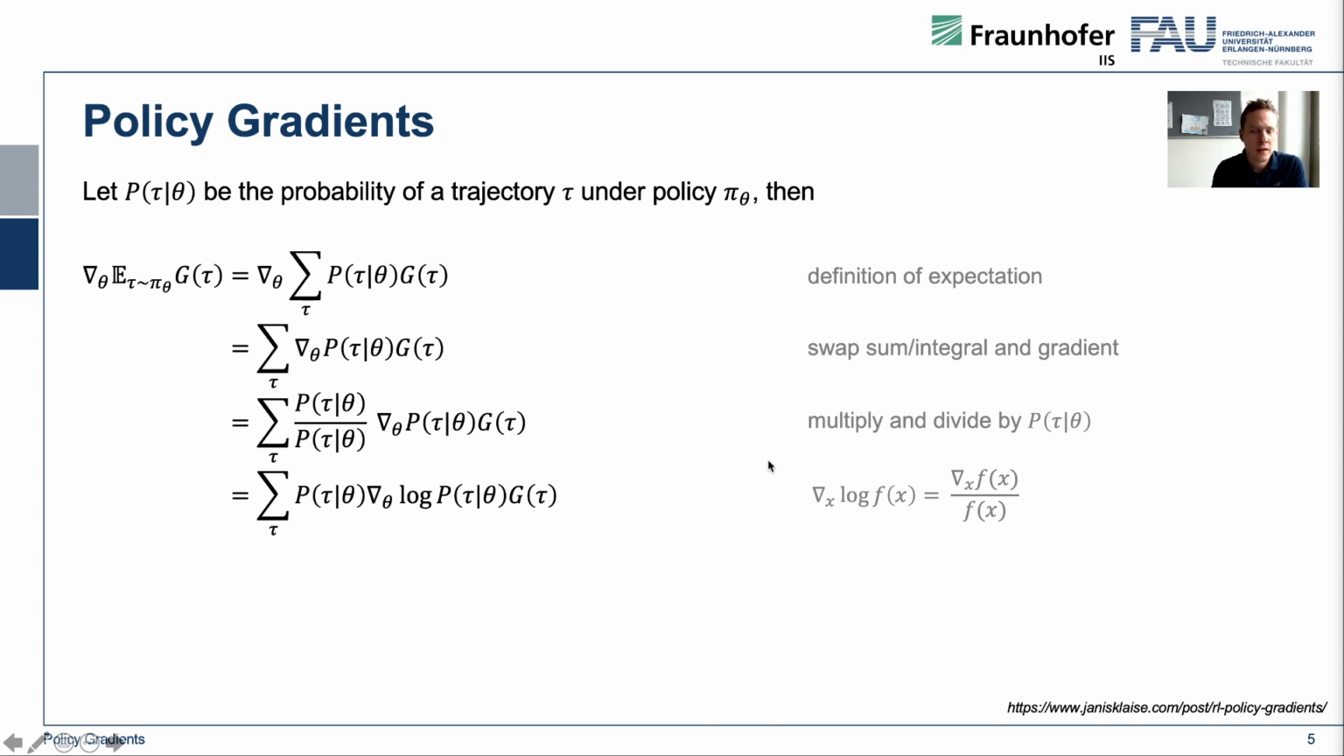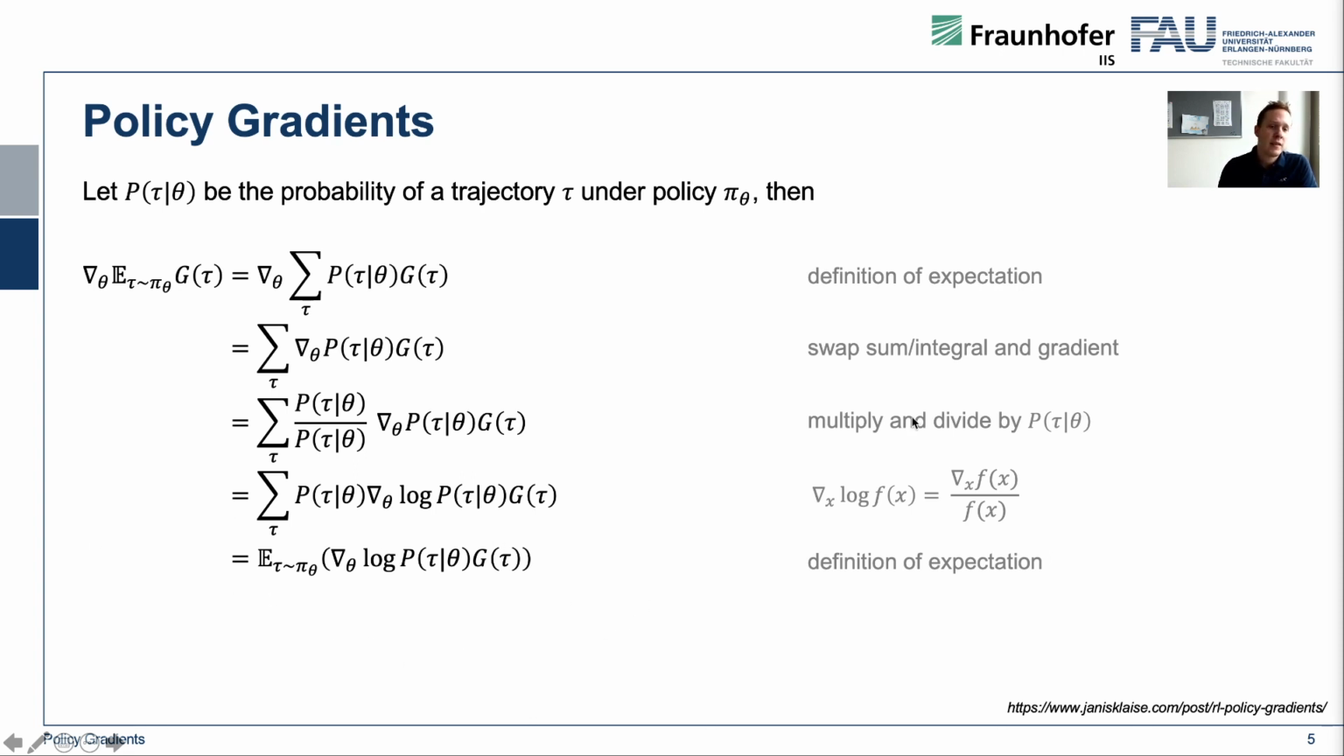The question is, why do you do this? Actually, what you now have is an expectation under the current policy, which gives us a sample-based estimate. So you can actually work with this equally well. You will see in a minute why this is really nice to have this kind of formulation. And what we then do is we can also again throw out our probability of the trajectory under the parameters theta, and we can define the expectation again.